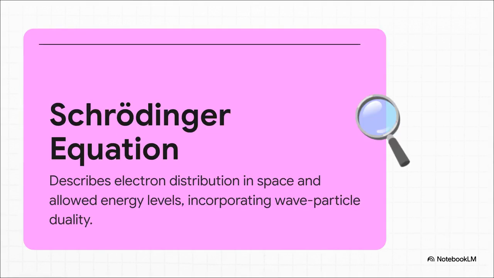So here's the deal with Schrödinger's equation. It stops treating the electron like a tiny little ball, and instead, it treats it like a wave of probability. The equation doesn't tell you the electron is right here. Nope. Instead, it gives you a probability map. It tells you where you are most likely to find the electron if you go looking for it.